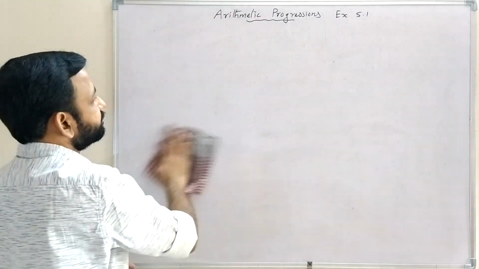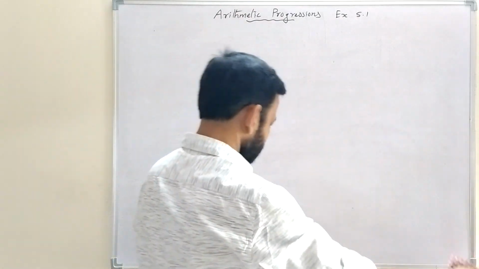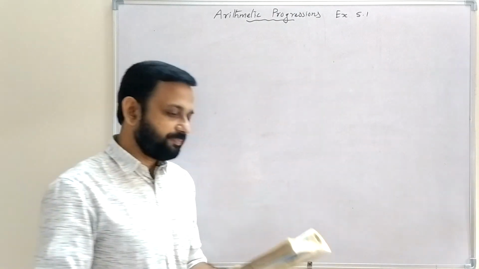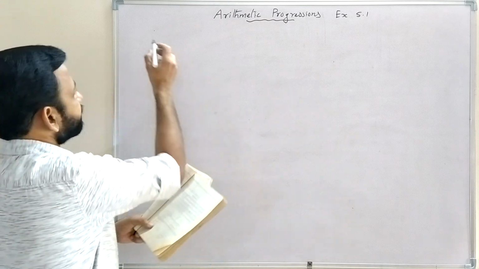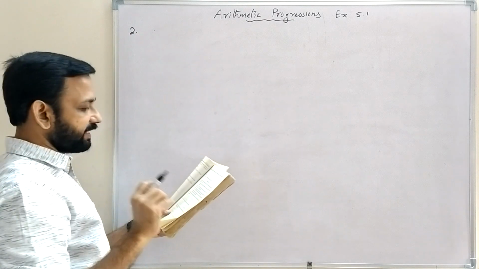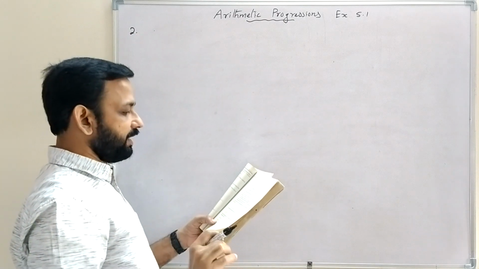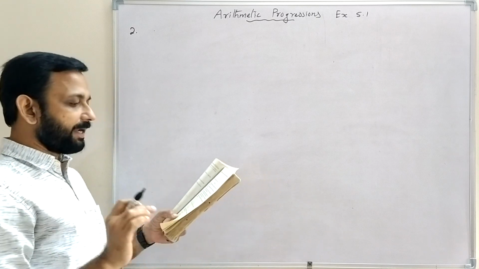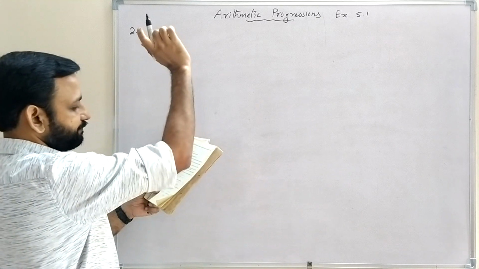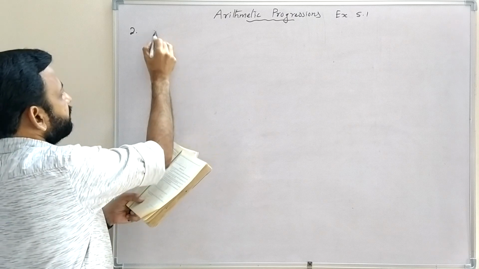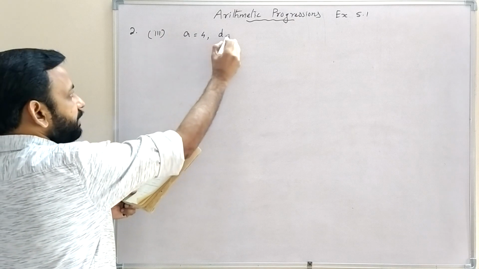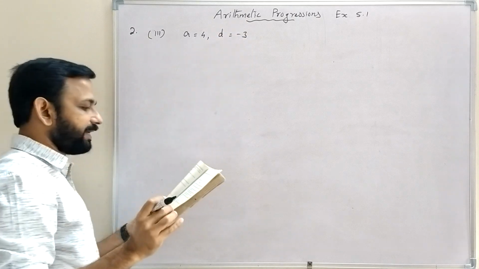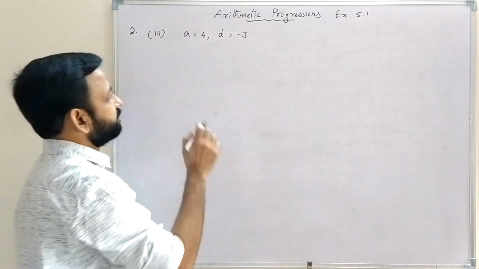Exercise 5.1. Here, second question we will do. Write the first 4 terms of an AP when the first term a and the common difference d are given. So we will do the third part. a is equal to 4 and d is equal to minus 3. So we need to write the first 4 terms.